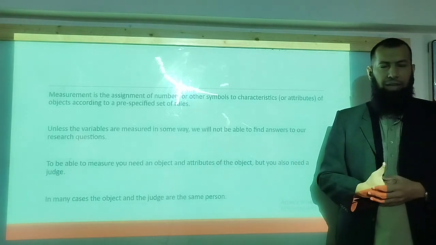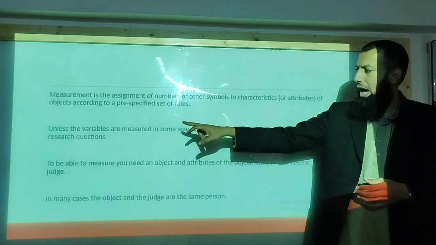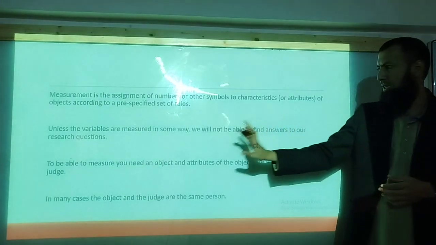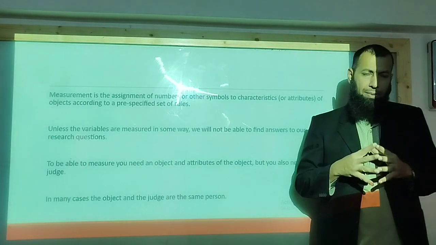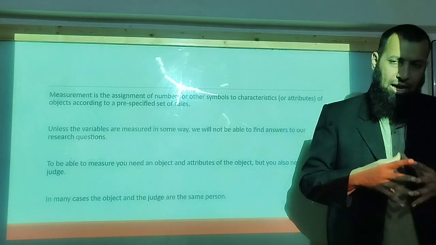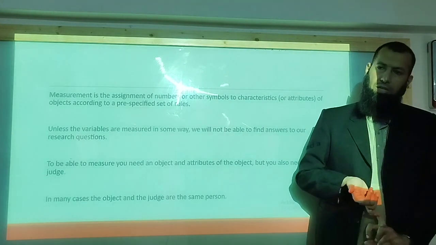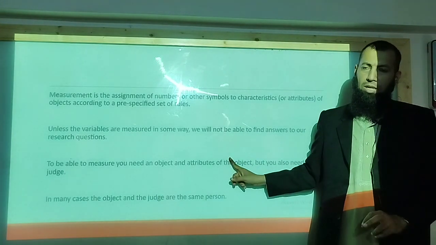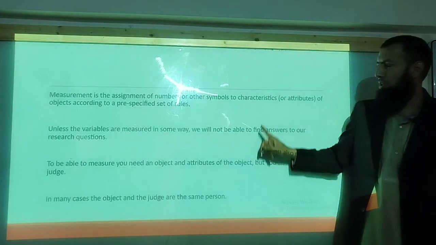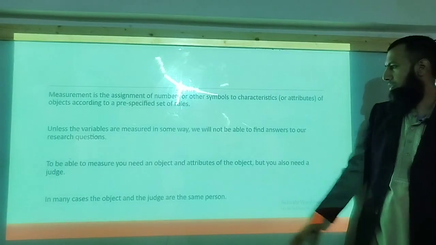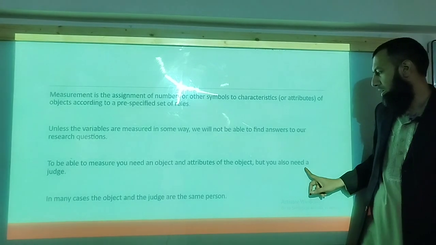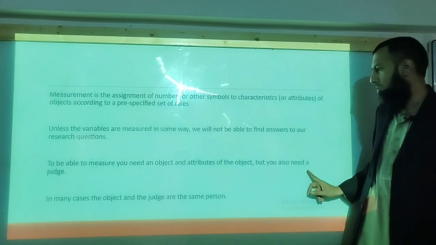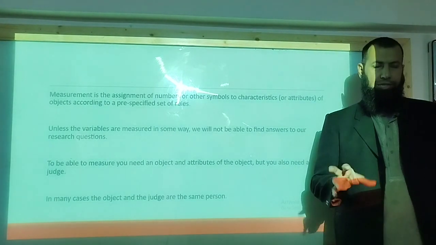So you need to specify the rule for how you will be measuring the characteristic of any concept, any object. Unless the variables are measured in some way, we will not be able to find the answer to our research question. The research question is directly dependent on the hypothesis you develop, and the hypothesis can only be tested through the characteristic and through measurement. To be able to measure, you need an object and attributes of the object, but you also need a judge. Very interesting.